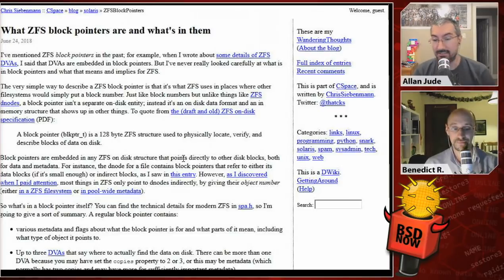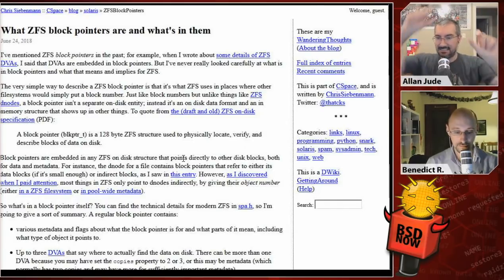Oh, yeah. So he says, I've mentioned ZFS block pointers in the past, for example, when he wrote some details of ZFS DVAs, which are the data virtual addresses. It's basically the location of where the data is actually stored. So the block pointer is this big structure, and in it, it contains 3 of these DVAs. And each one of those is basically which disk and what sector on that disk. Although it's not actually disks, it's VDEVs.